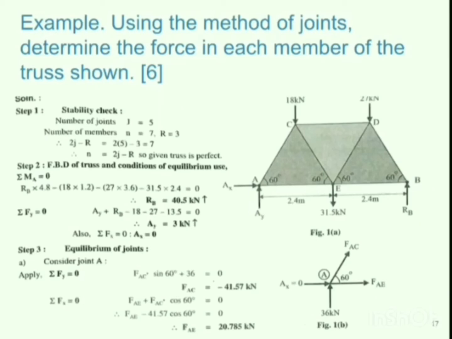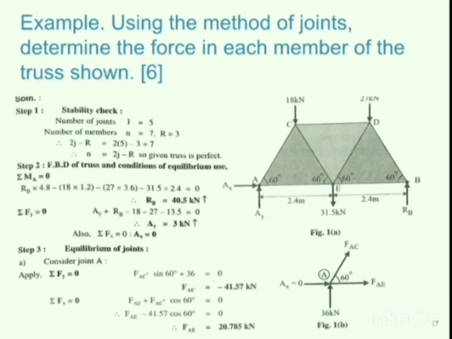Now by applying summation Fy, we got the value of AY, that is 3 kilonewton, which is also acting in the upward direction. Since there is no external horizontal force acting on this truss, that is why value of AX will be equal to 0 as we apply summation Fx equation. Now from this third step, our method of joints will start. The first two steps are general steps that we need to follow in almost all the type of analysis of a truss examples.